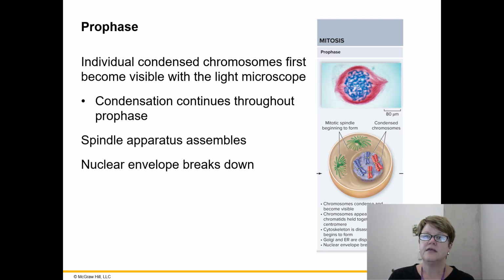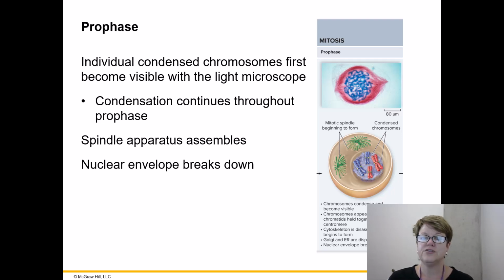Then we have something called the spindle apparatus. The spindle is made up of these microtubules. You'll remember microtubules from when we discussed the cytoskeleton. And so during cell division, the microtubules have an additional special function. And a whole bunch of them will start to assemble, meaning be synthesized. And so the spindle apparatus or the spindle structure starts to become visually, you can actually see it under the microscope. So it's starting to be constructed.